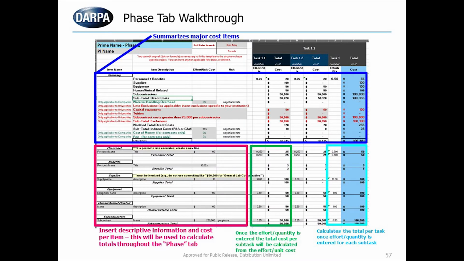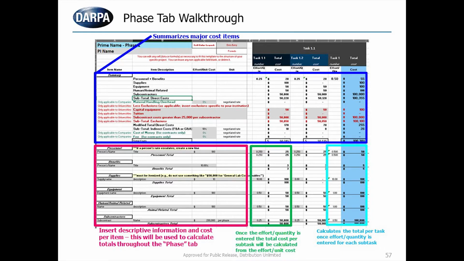So this is a summary of the phase tab that I keep talking about. There are maybe four major sections to it. You'll notice that this bright blue, darker blue section at the top is just a summary. Again, you'll notice the majority of the cells here are white, which means they're calculated. It's going to calculate much of what you enter below into a summary for things like personnel. You'll enter the percentage for your indirect costs, for example, and that will be applied to the whole phase of the program.